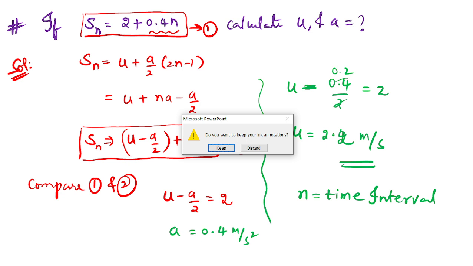Solve the numericals. Solve the numericals. What legend? What's your name?